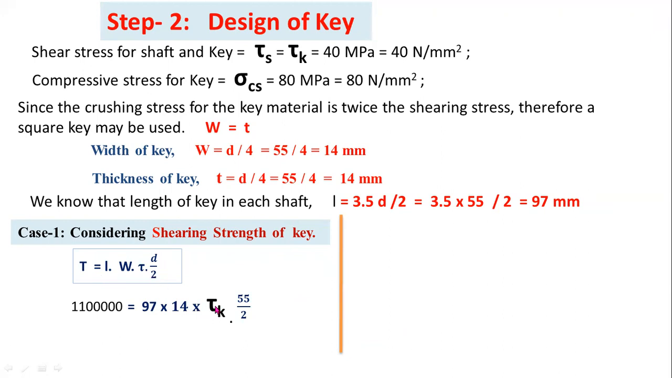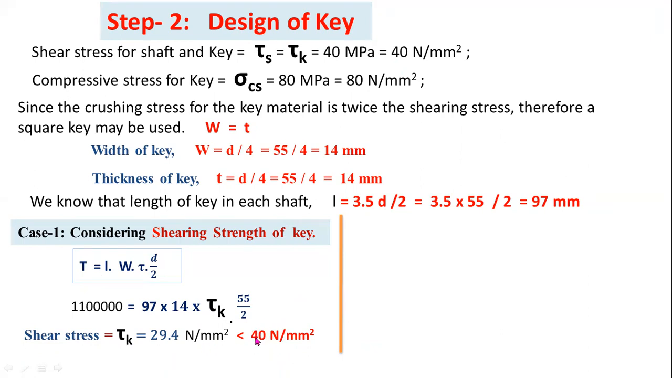Shear stress induced in the key material. From this equation, the shear stress induced in the key material, τk, equals 29.4 Newton per mm square. But from here you can observe, from the given data, the permissible shear stress in the key material is 40 N/mm². The induced stress is 29.4. This value is less than the given permissible value, so that means the design of key is safe.